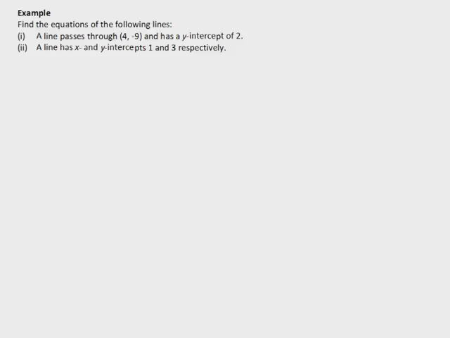A line passes through 4, minus 9 and has a y-intercept of 2. I'll leave this to you. The 2 points given are 4, minus 9 and 0, 2. A line has x and y-intercepts 1 and 3. So x-intercept is 1, that means the point 1, 0. Y-intercept is 3, it means the point 0, 3. Once you have the points, finding the equation is easy.